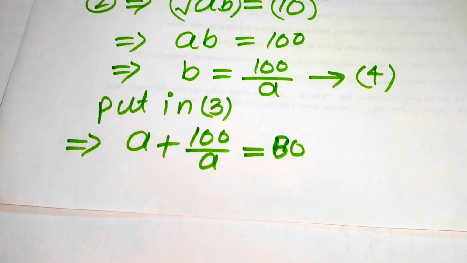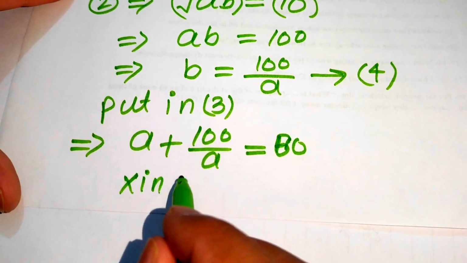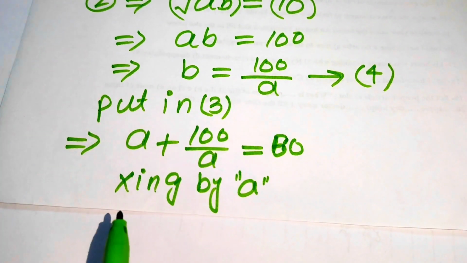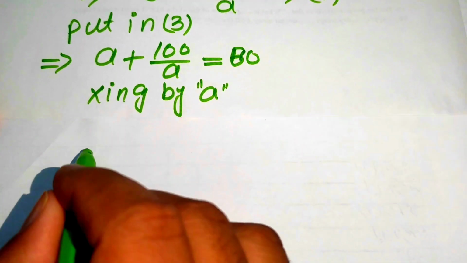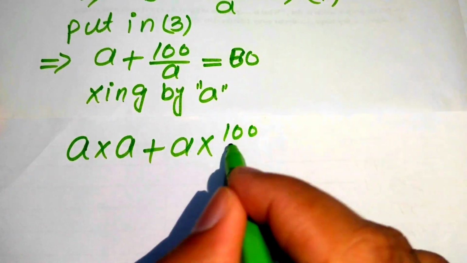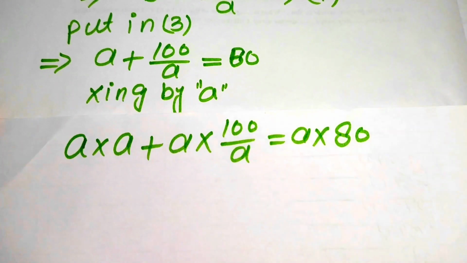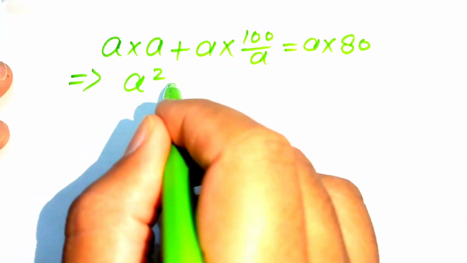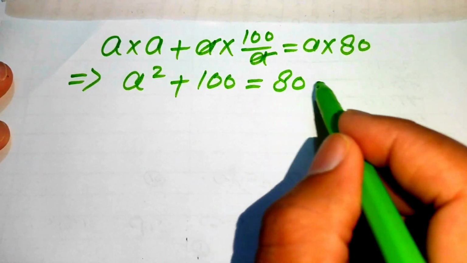And now we write this in simplified form, so here we multiply both sides by a, or we just take the LCM on the left hand side. When we multiply both sides by a, it becomes this form: a multiplied by a plus a multiplied by 100 over a equals a multiplied by 80. And now we get a times a is a square, plus the a's are gone, and we get 100, equals 80 times a.